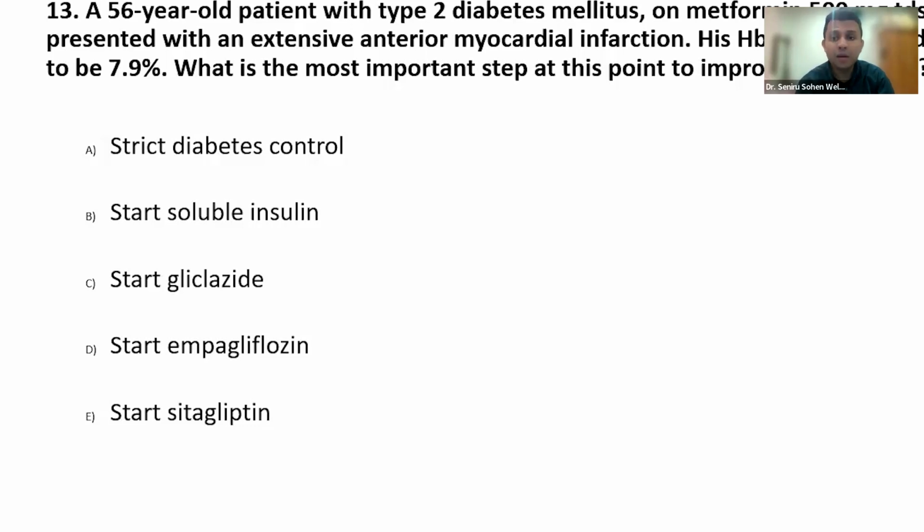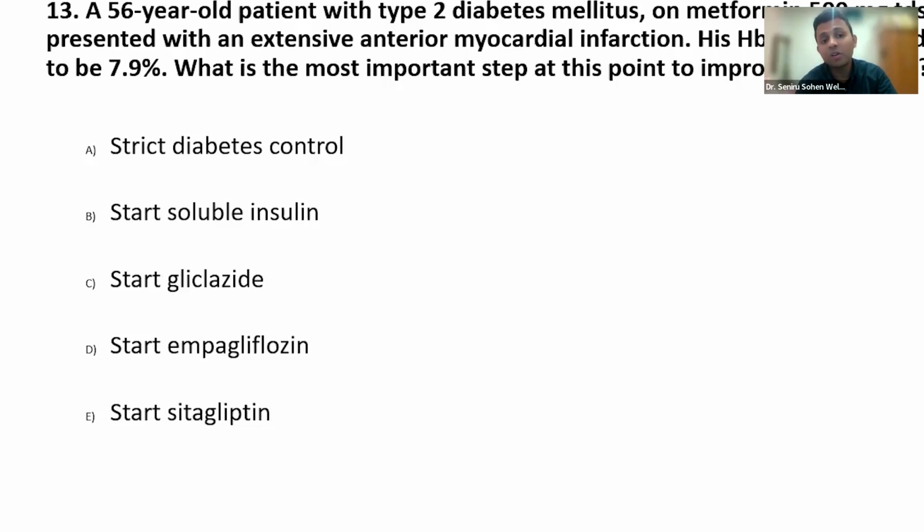Start empagliflozin, yes. In the long run, empagliflozin will be beneficial in patients with diabetes and significant cardiovascular disease, maybe ischemic heart disease, heart failure, stroke or peripheral vascular disease. But empagliflozin will only act in the long run to prevent cardiovascular mortality. So the only sensible options here would be A, B, and D.